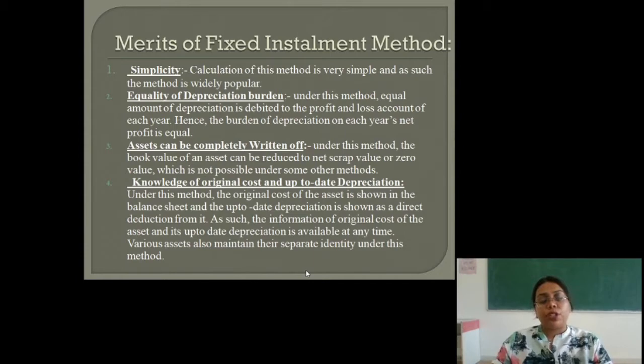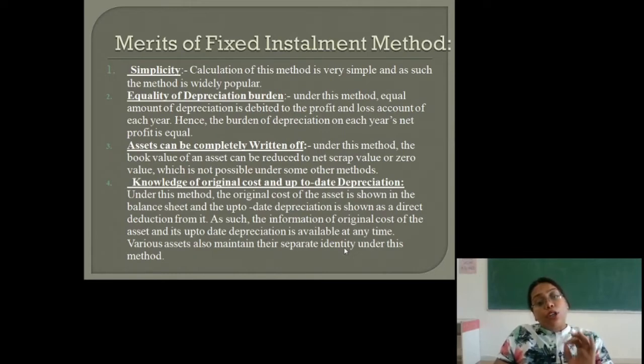Knowledge of original cost and up-to-date depreciation. Under this method, the original cost of the asset is shown in the balance sheet and the up-to-date depreciation is shown as a direct deduction from it. As such, the information of the original cost of the asset and its up-to-date depreciation is available at any time. Various assets also maintain their separate identity under this method.